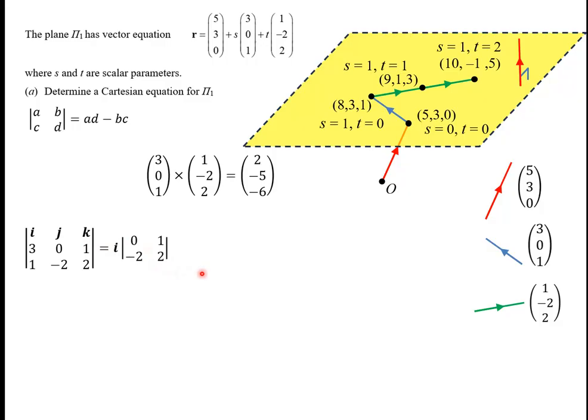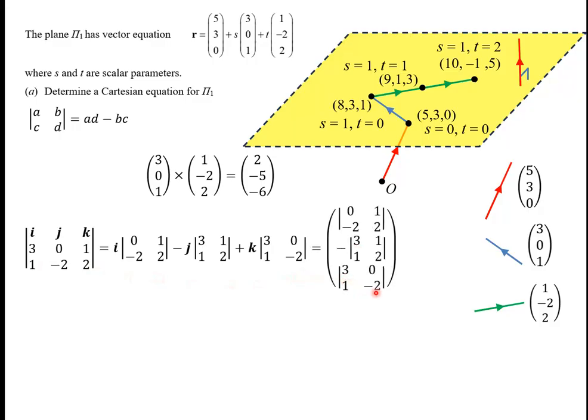And of course the 3 by 3 determinant, you do the i and the determinant of those, and then minus the j times the determinant of the 3 and the 1 and the 1 and the 2. Okay, you could even write it as a column vector like this, but that's a bit messy. So I think this is probably the easiest way to do it, if you've got your calculator.